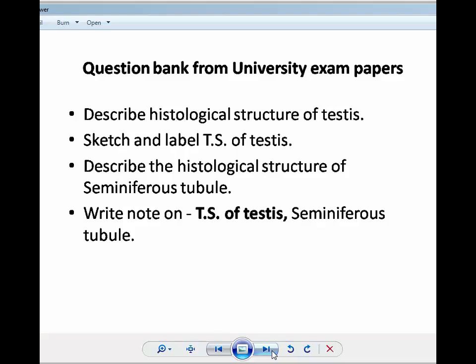Thereafter write notes. Sometimes they ask for 4 marks, that is for the TS of testes. You draw that diagram, TS of testes, but what will you show in a TS of testes? Majorly a seminiferous tubule cut into sections, and some portions of the epididymis or rete testis can be seen. So you show that diagram and describe that portion under the TS of testes. And for the TS of seminiferous tubule, again the same repeated question, describe the histological structure of seminiferous tubule, has to be answered here.